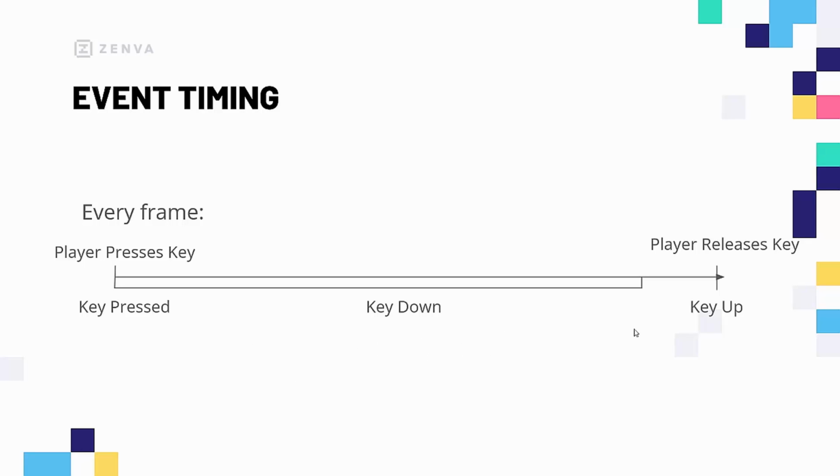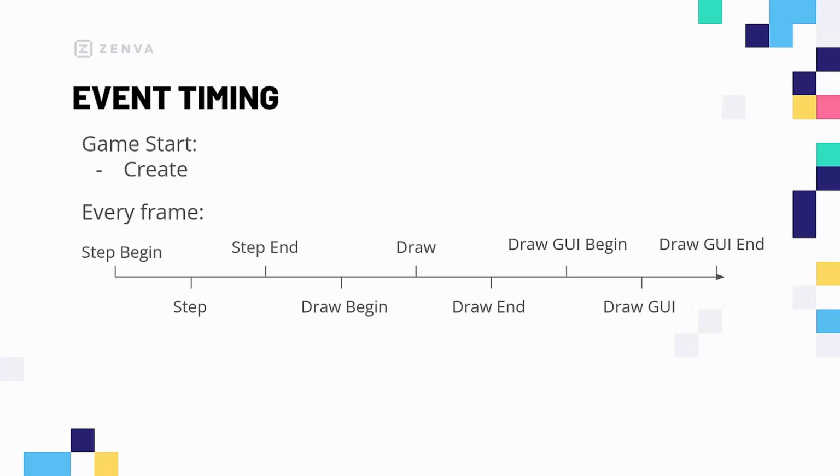So key pressed, key down, key down, key down, key down, key down, key down, key up. And then to explain the timing of steps, it gets a little bit more complex, but just remember that when the game first starts or whenever an object is first spawned in, the create event fires, and then every single frame, the step begin event for every object on your screen will occur, and then the step event for every single game object will occur, and then the step end event will occur, followed by draw begin, draw, the end of draw, and then all of the draw GUI events.